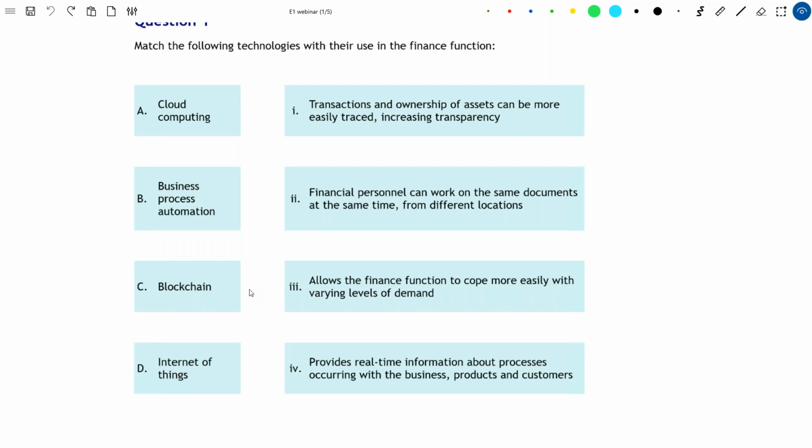Now, our first digital technology that we've got here is cloud computing. Cloud computing is a method of storing and accessing files remotely over the internet. So if I just write that here, we've got store and access files. Apologies for my messy writing.